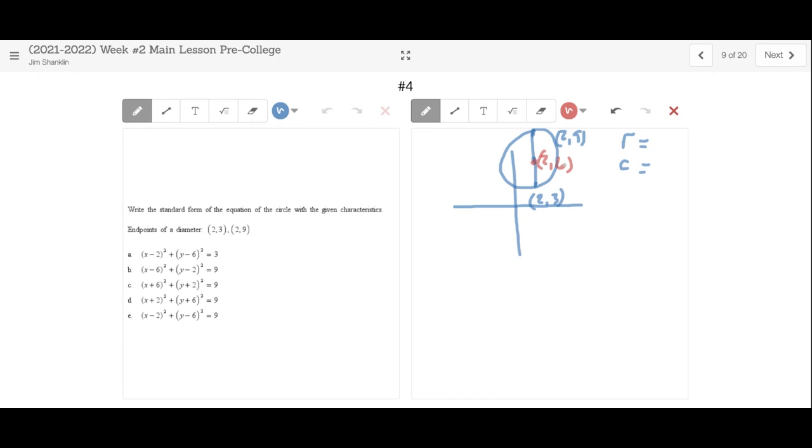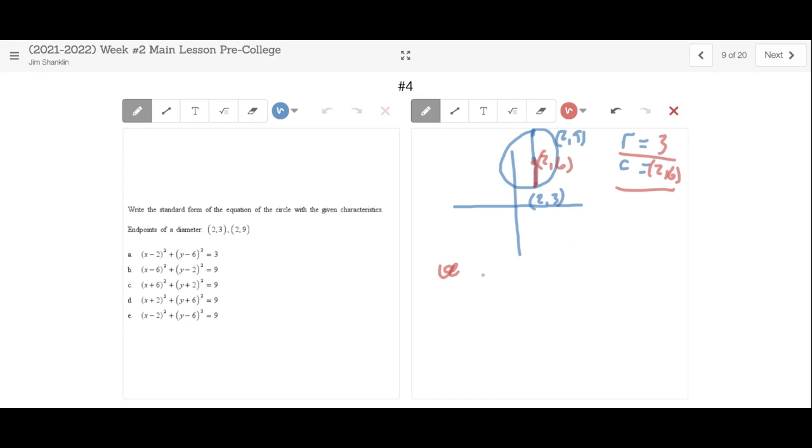So my center is (2, 6). So my radius is this distance here, so that looks like 3. So in that problem, I had to do a little bit more thinking about the endpoints of the diameter, and all that. But I came up with the two pieces of information I need in order to write an equation.